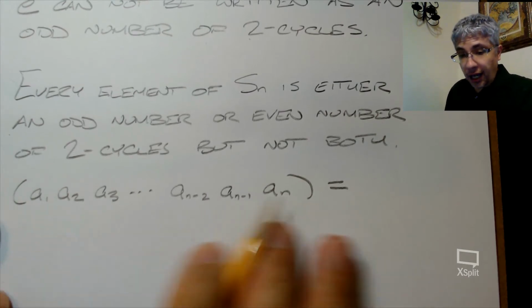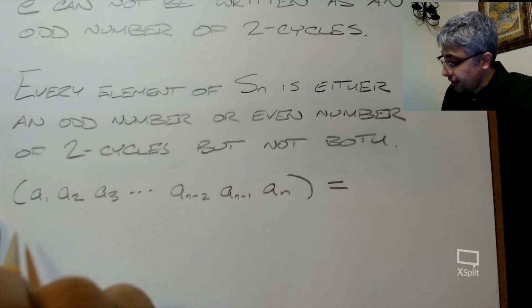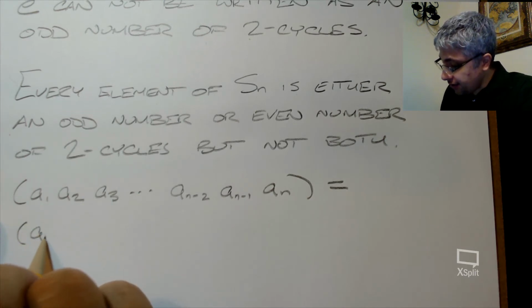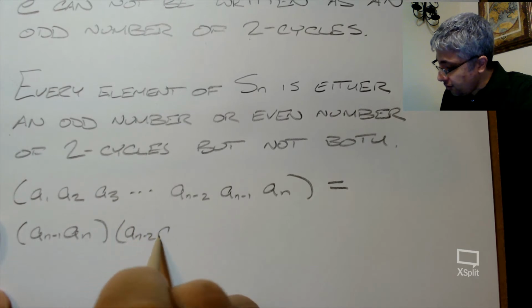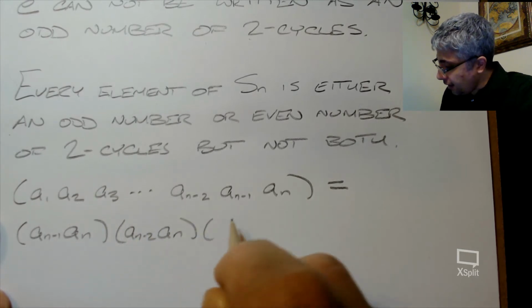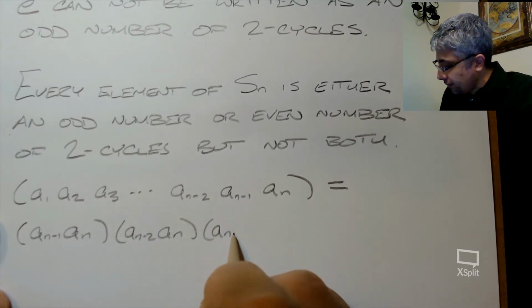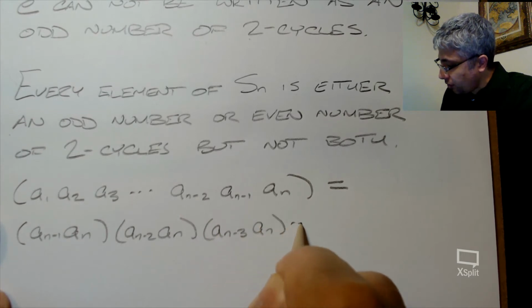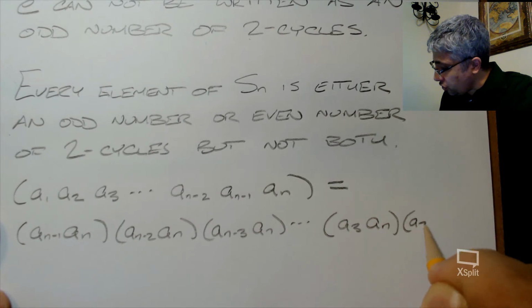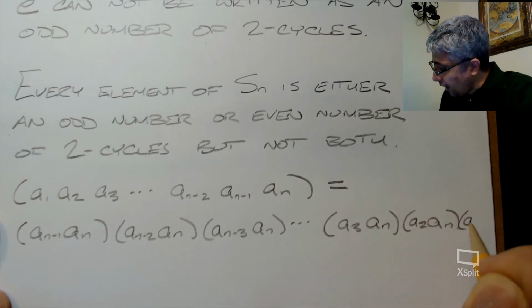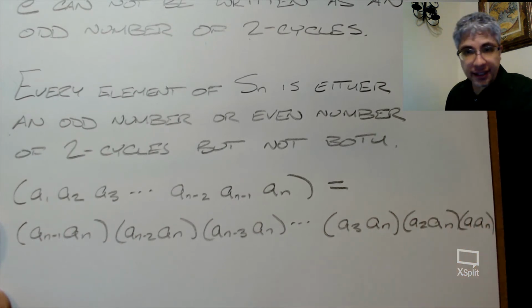So how could I write this as a product of 2 cycles? Well, what I'm going to do is this: (A(n-1) An)(A(n-2) An), well, the next one would be (A(n-3) An), all the way down to (A3 An)(A2 An)(A1 An). Squeeze that in there.